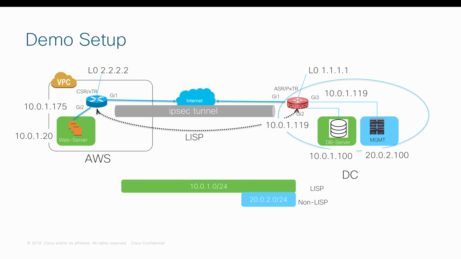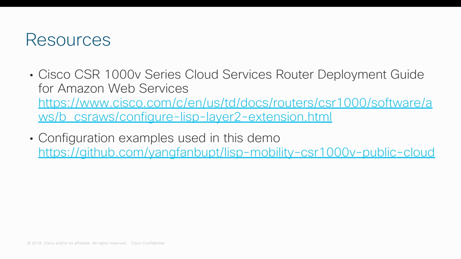So you can stretch your subnet from your data center to AWS. And the non-Lisp subnet, if it is running a different subnet, can also talk to both of the servers. We also have a deployment guide available, so you can go through the deployment guide as well, and the configuration example I used in this demo, I put on the GitHub link.